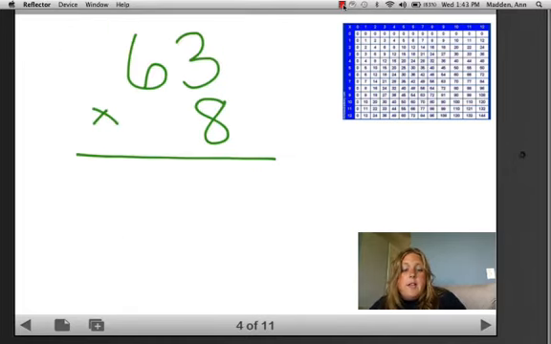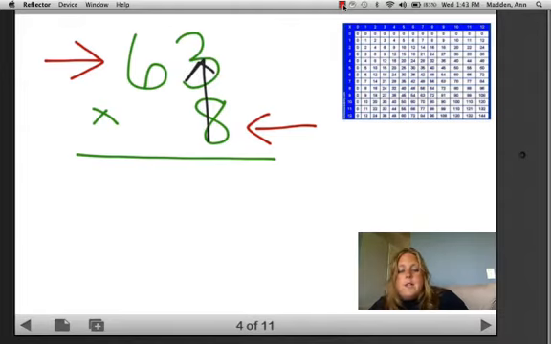63 times 8. Notice I have my larger number on the top. Not larger per se, but the one with the most digits in it. And I have my 8 down below. The first thing I need to do is 3 times 8. 3 times 8 is 24. My 2 jumps up. My 4 goes down below.